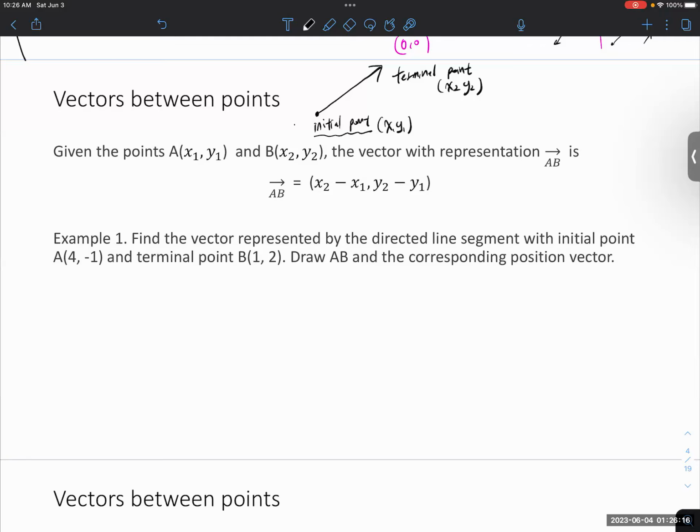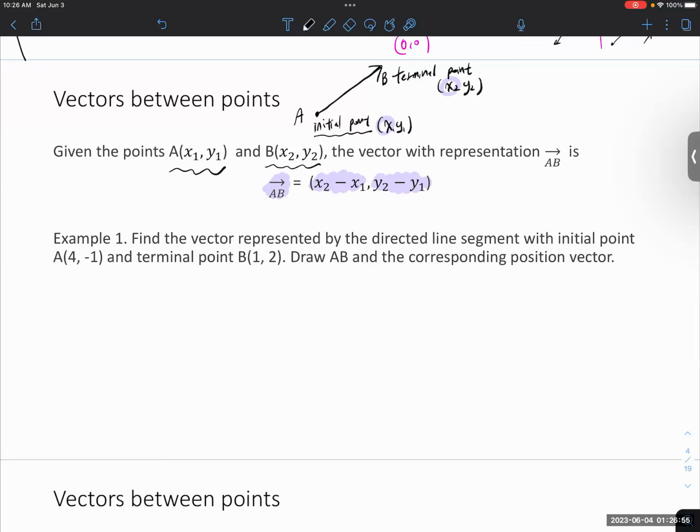So let's say this is point A, and this is point B. A is (x1, y1) and B is (x2, y2). So I can rewrite the vector AB like this. Vector AB is x2 minus x1. It's not slope. When you think about slope, it's y over x, but here we write it horizontally: x2 minus x1, and y2 minus y1. This is the vector from A to B. That's how you read it.